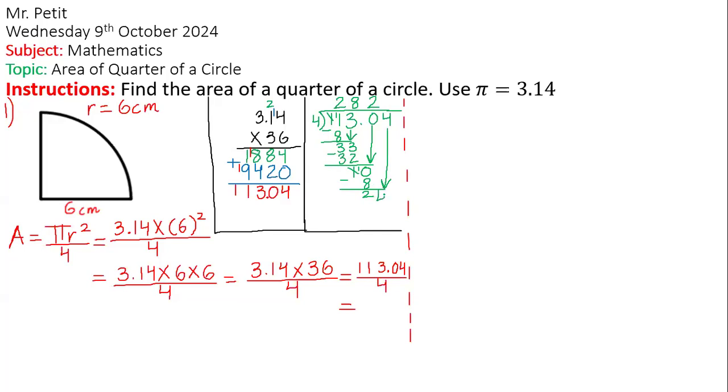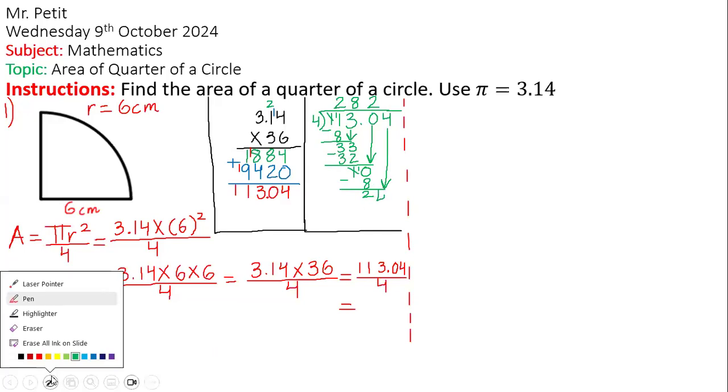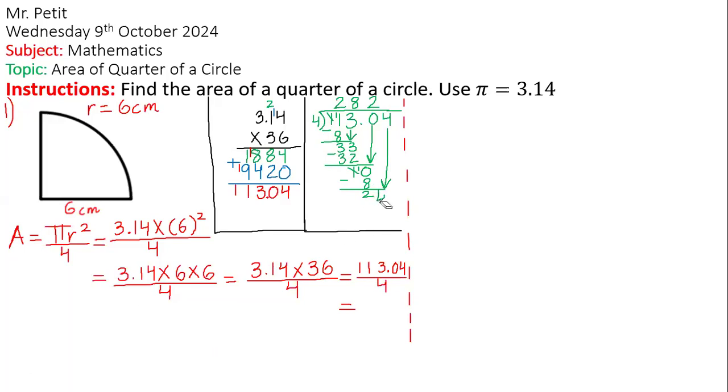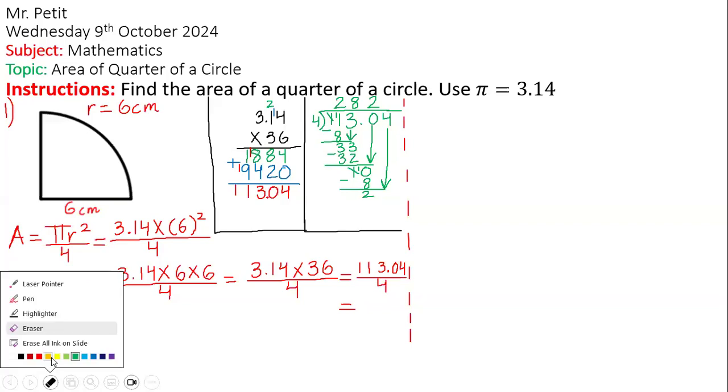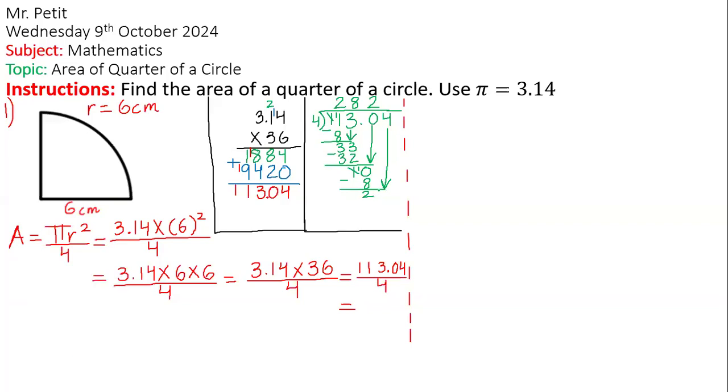How many times does 4 go into 24? 6 times. 24 minus 24 is 0. And so that means that our answer is 28.26 centimeters squared. Very good.